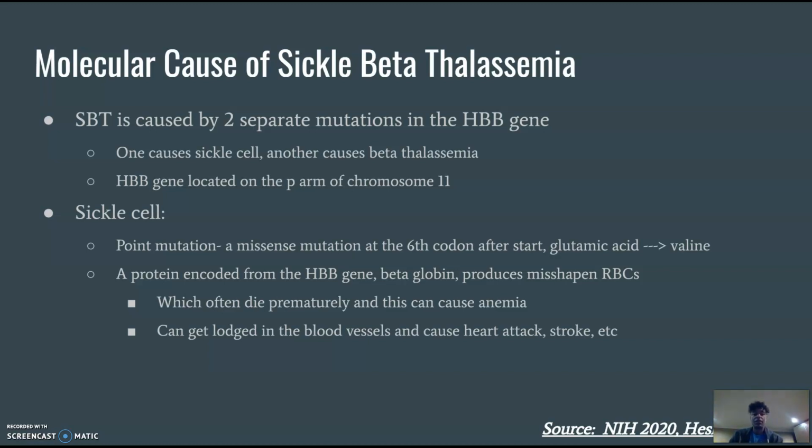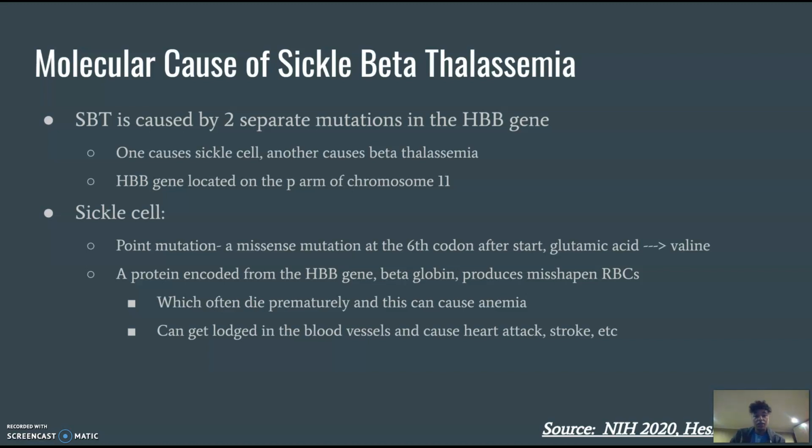And so a little bit about these two diseases on their own. Sickle cell disease is caused by a point mutation. That means there's basically a change in a base pair, and it's a missense mutation. At the 6th codon, it changes the amino acid from where it should be a glutamic acid to a valine, and that's how you know the sickle cell mutation has happened.